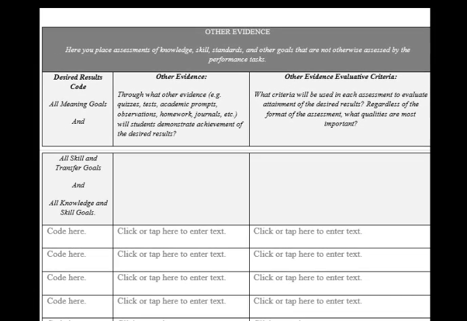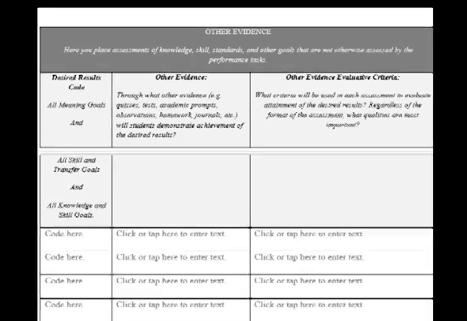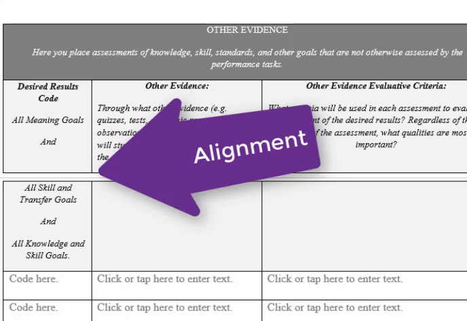I will also note, which will be the same for all of the stages, that on the left-hand side where it says desired results code, you're going to write down what transfer goals, what knowledge goals for your other evidence or for your performance task, what does that relate back to? Again, the key word is alignment for all of the stages. You want to make sure that everything remains focused.